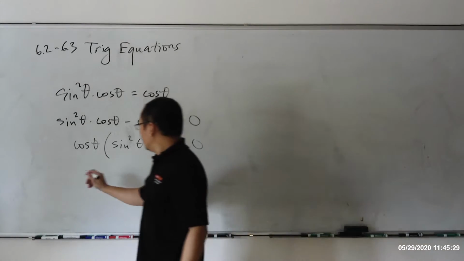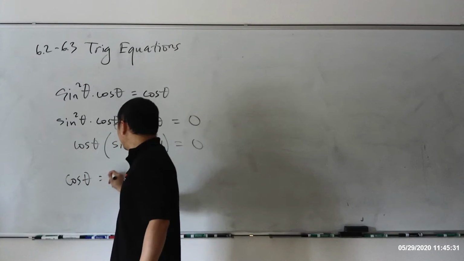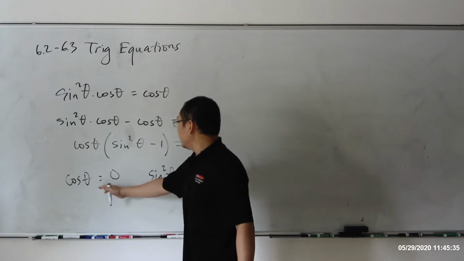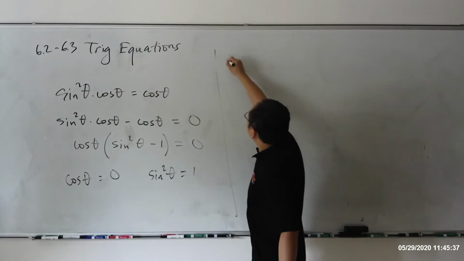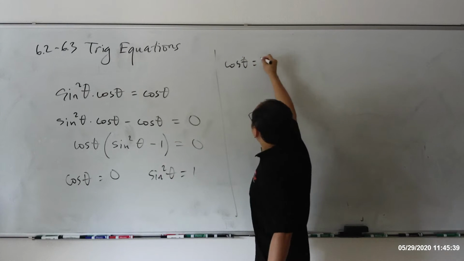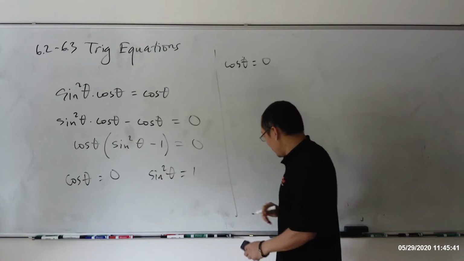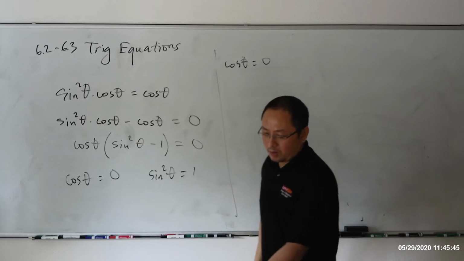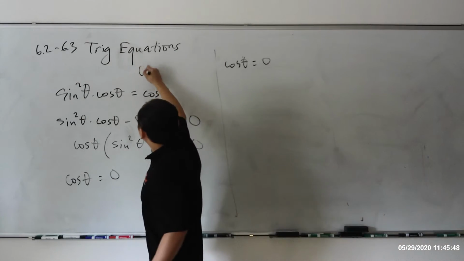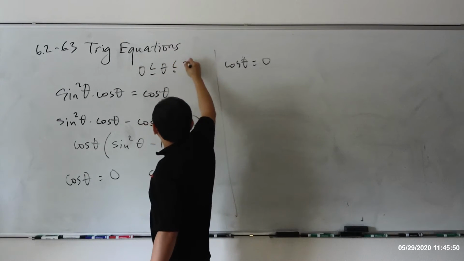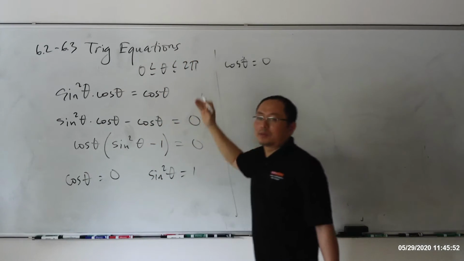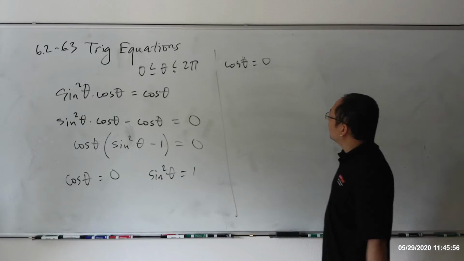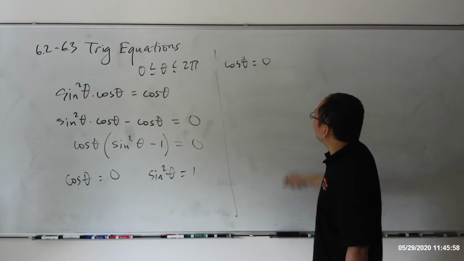Either cosine of theta equal to 0 or sine squared theta equal to 1. So we start with the first case. Cosine of theta equal to 0, then you ask yourself the same old question, what angle makes cosine equal to 0? Oh, by the way, let me check. Same thing. The angle theta is between 0 to 2 pi. It depends on the problem. If they give you a different restriction, then you have a different answer. And here, usually it's 0 to 2 pi.